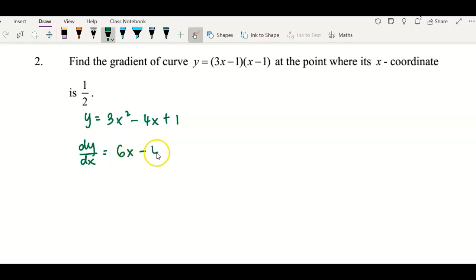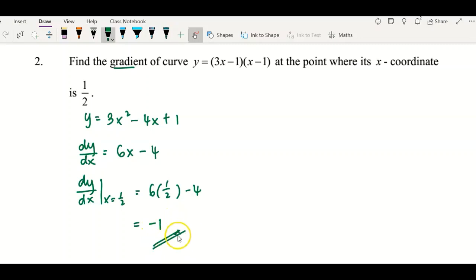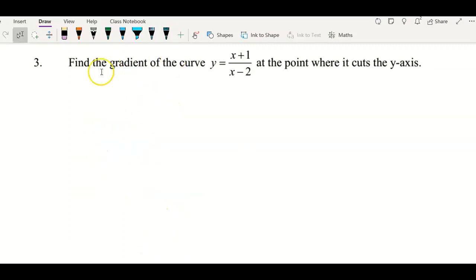You get 6x minus 4. Then I'm going to get the gradient of the curve at the point where the x coordinate is 1/2. Just substitute this 1/2 into my dy/dx and immediately you will get the answer. Get 3 minus 4, that is negative 1. This is the gradient.